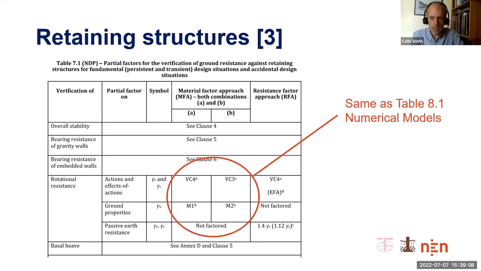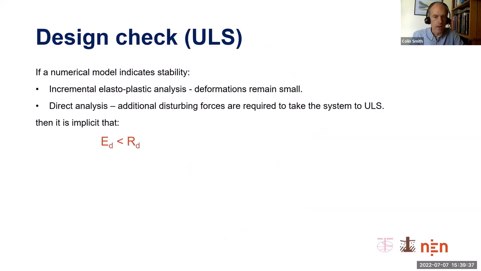So just to pick this out in a little bit more detail, in terms of what the code states for assessing retaining structures, you can use the MFA approach or the RFA approach. So the MFA approach is essentially the same as table 8.1 for numerical methods. So that works fine in terms of rotational resistance. But it's useful just to take a step back and think, just picking up on what I said earlier about the benefit of numerical methods, can we take advantage of that? Is that going to work within the code?